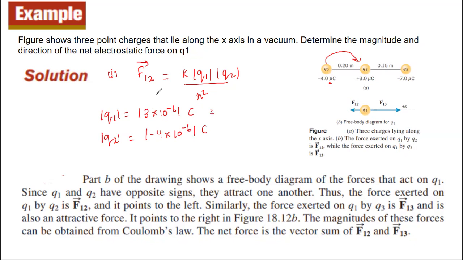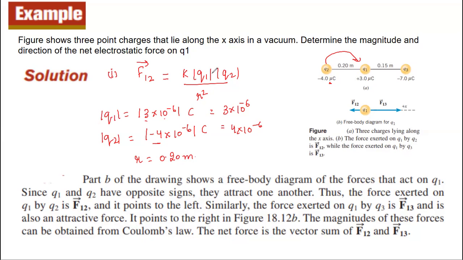I talked about this in detail in my previous video, so you can check that if you have any confusion. These brackets do one thing: whether the value is positive or negative, the outcome that comes out of the bracket is always positive. It always gives you the absolute value. So 4 into 10 to the power minus 6. Now let's see about r. I have r, that is 0.20 meter. Perfect, I have everything.